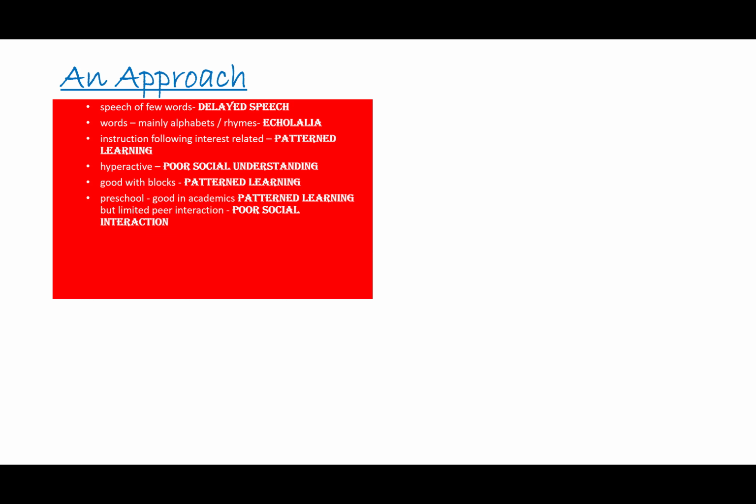In preschool, he is good in academics. So what is academics in preschool? ABCD, writing 1, 2, 3, 4, drawing lines, standing lines. Probably that also could be pattern learning. But limited peer interaction is the most important part, only after which you will write what I've written earlier, which is poor social interaction. So if a child has poor social interaction and a speech of few words, that is delayed speech. If he has poor social interaction and mainly repeats alphabets and rhymes, then that is echolalia or pattern learning. The key message that I would like to share with our friends is, this is not a disorder.